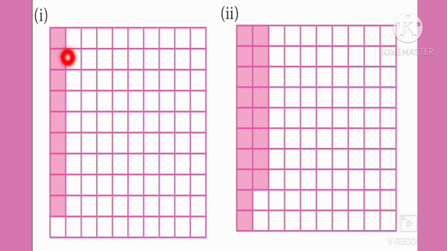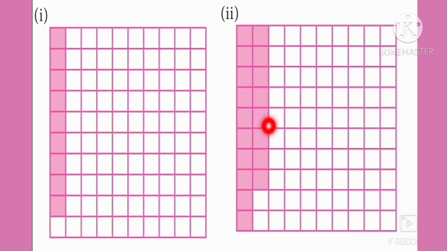So 9 out of 100, which means 9 by 100. So the decimal number for that is 0.09. And here in the second figure, the first column is fully shaded. That is 10 squares. And in the second column, 8 except 2, 8 squares are shaded. So totally 18 squares are shaded. So out of 100, 18 squares are shaded.